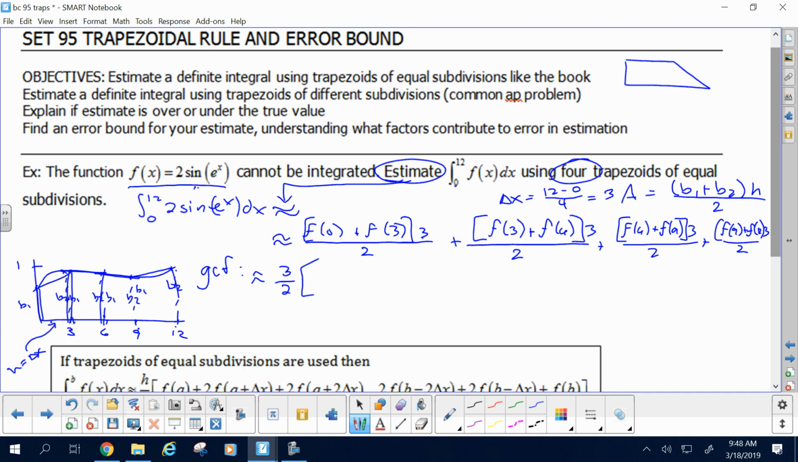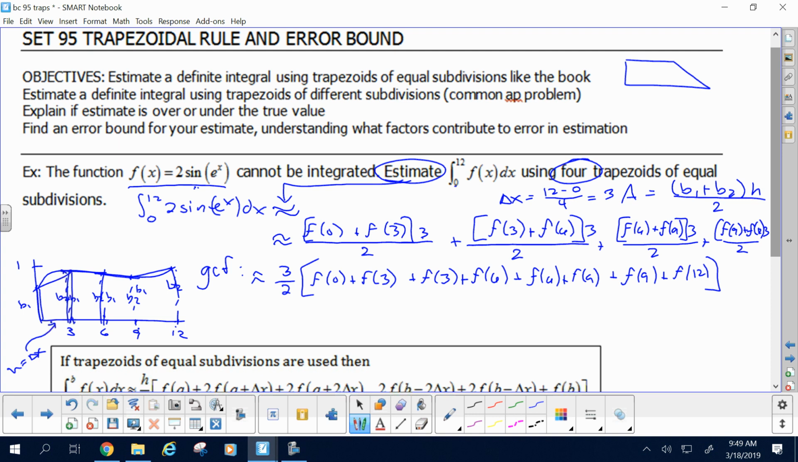Now, once I do that, the brackets around those aren't really necessary anymore because the distributed 3 is not an issue anymore. So I'm going to drop the brackets. I'm looking at F at 0 plus F at 3 for the first trapezoid. The next trapezoid is F at 3 plus F at 6 for the second trapezoid. Third trapezoid is F at 6 and F at 9 for the bases. And the last trapezoid is F at 9 and F at 12.